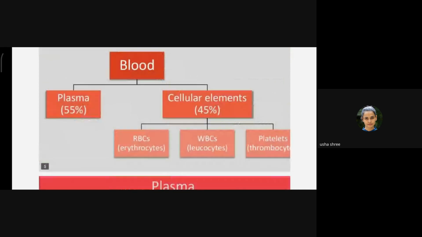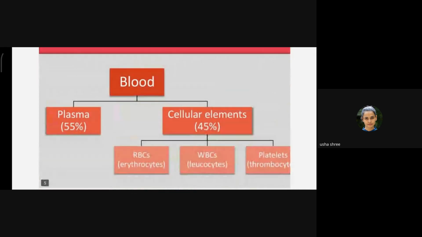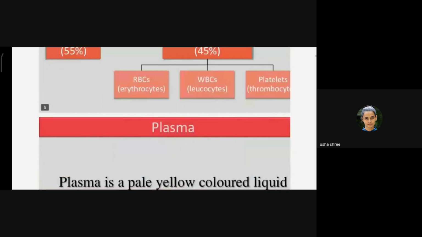Now, configuration. In blood, 55% of blood is plasma and 45% contains different elements, cellular elements. Those are RBC, WBC, and platelets. Okay, so this is also a very important question: how much of blood is plasma, or what is the percentage of plasma in blood? That is 55. And cellular elements are 45%.